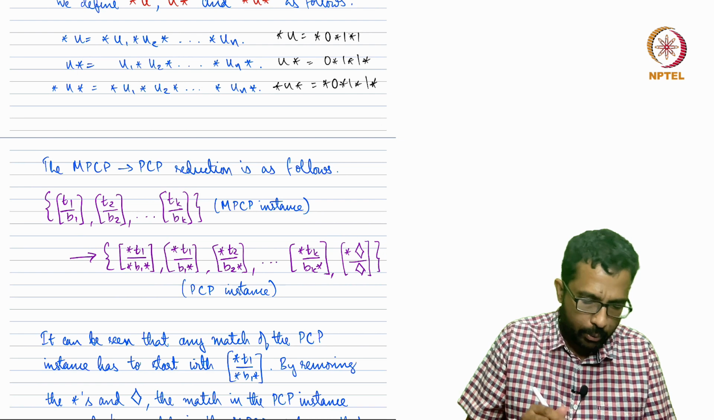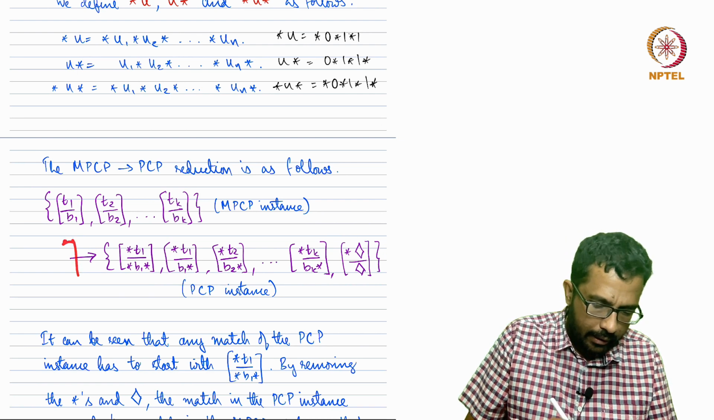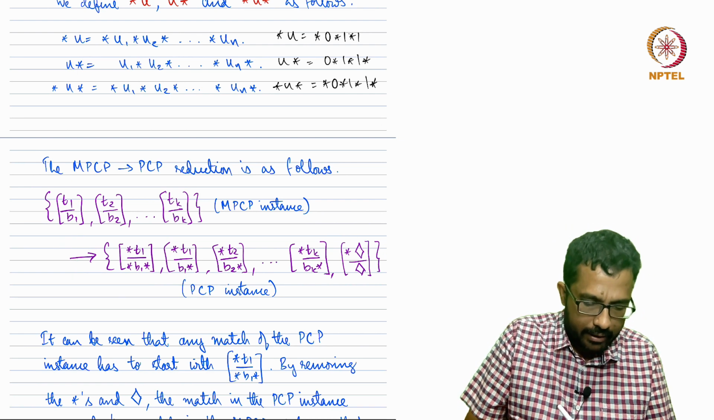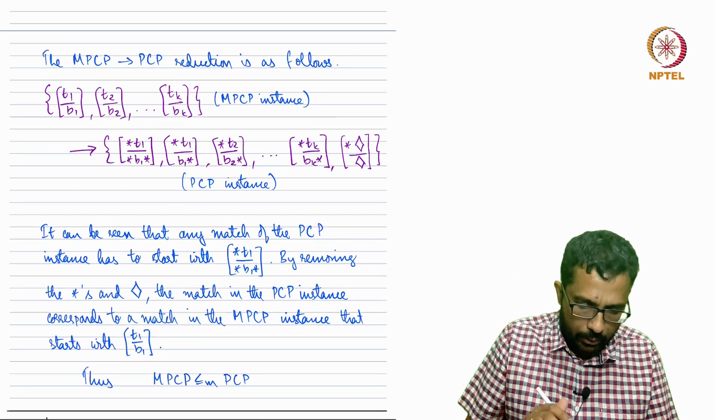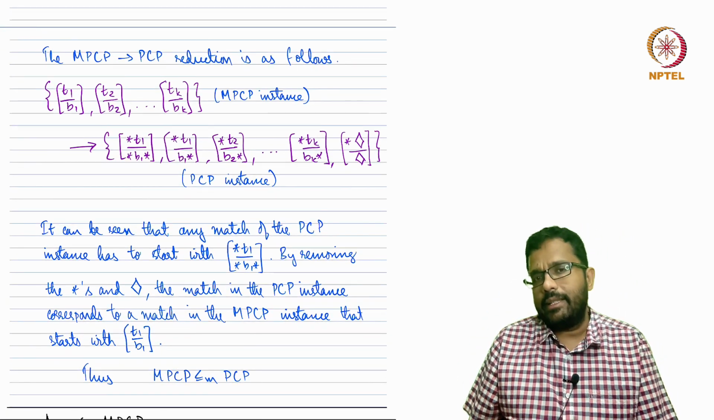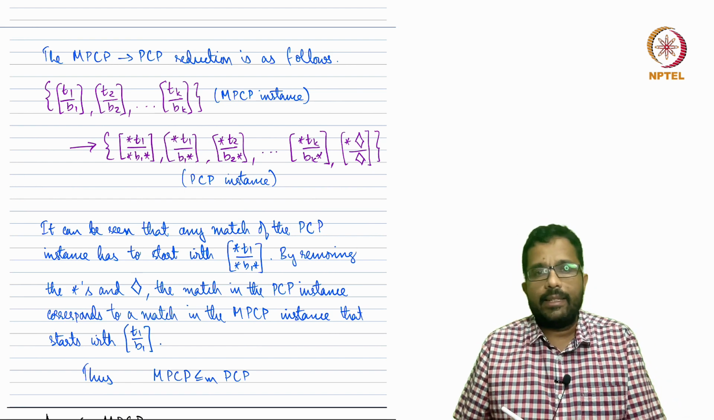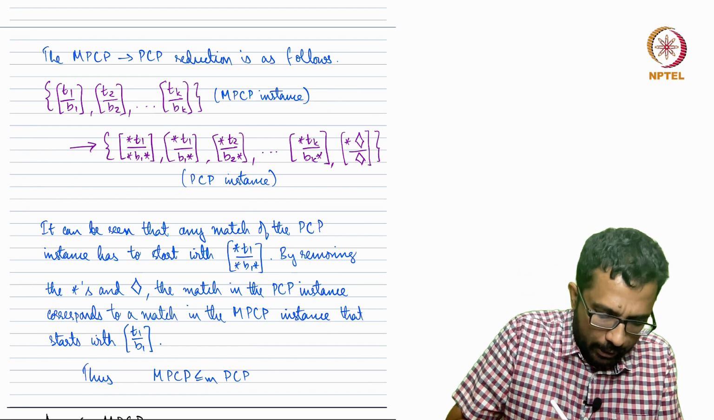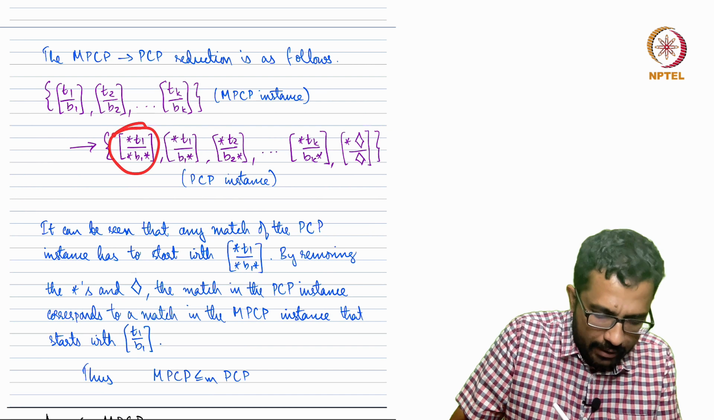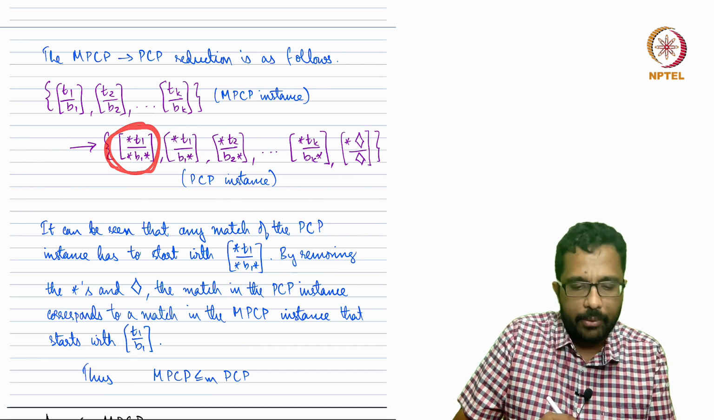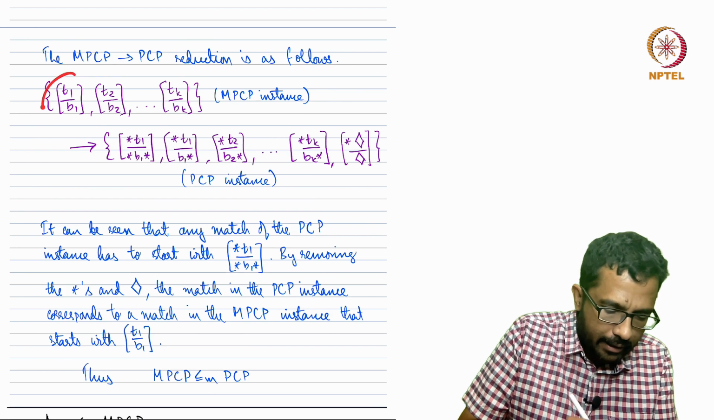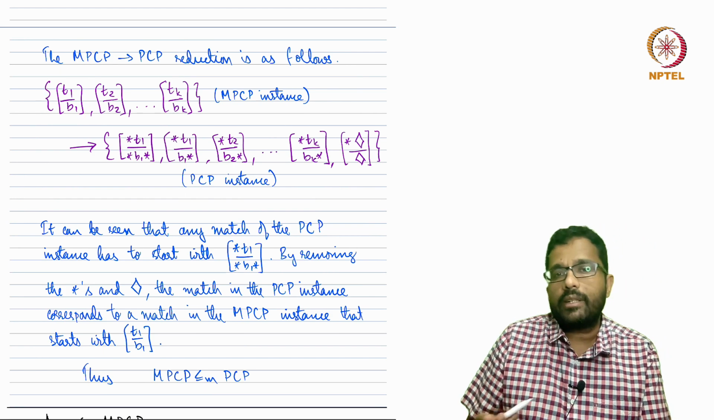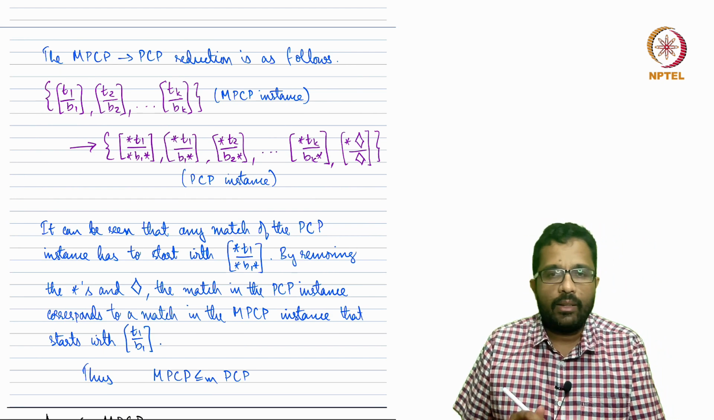So that's why this corresponds to a match in the MPCP, where we start with the first domino, right? The details I have already told, but you can try to work them out for yourself. The point is that because of the construction, the PCP instance will have to start with this domino, and when you remove the stars, it corresponds to a match in the MPCP starting with this, which is what is considered a match in the MPCP, right?